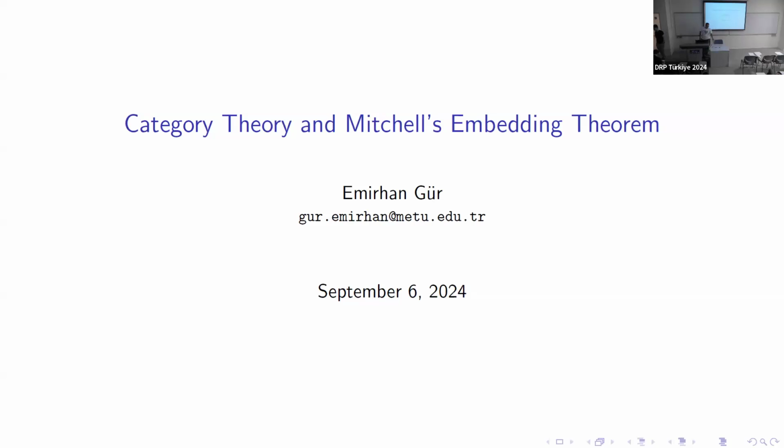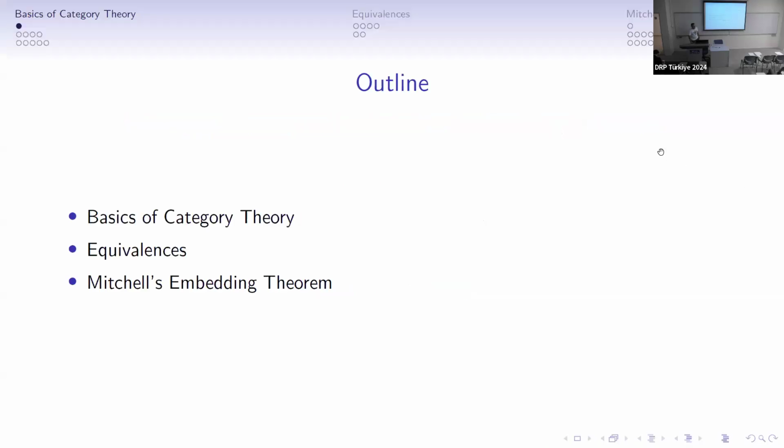Hello everyone. Today I'm going to talk about category theory and Mitchell's embedding theorem. First, I'm going to make a basic introduction to category theory. Then I'm going to define the sameness concept of category theory, which are equivalences. But I'm going to explain why they're important in the presentation. Then I'm going to give an example of equivalences, Mitchell's embedding, and make a sketch of the proof.